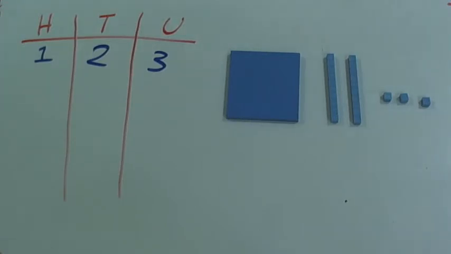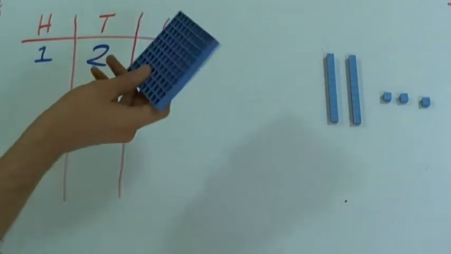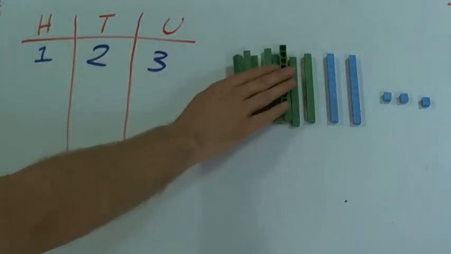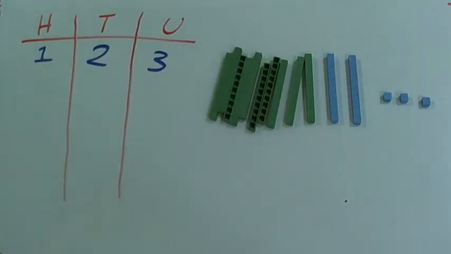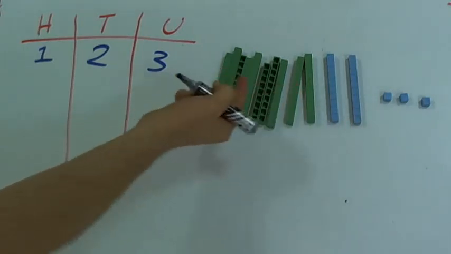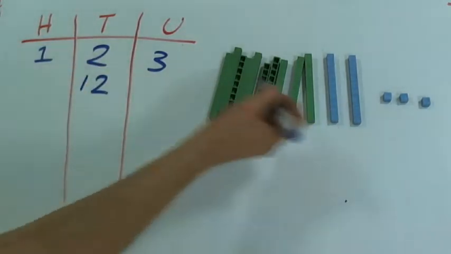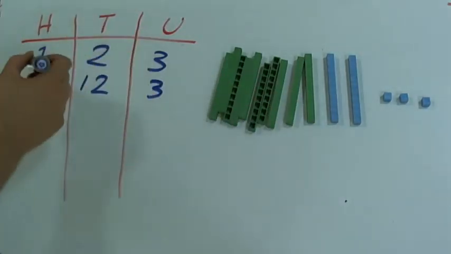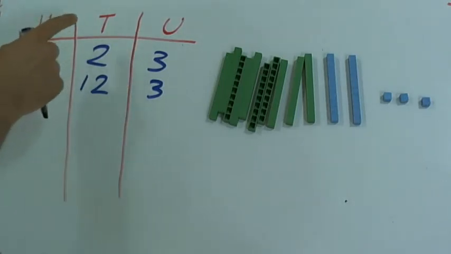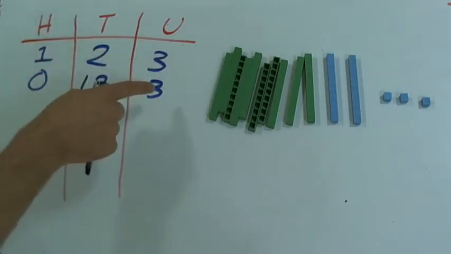So, to be able to write this number in another way, we can take our hundreds block and divide it up into tens. So if you divide 100 by 10, we end up with 10 tens. Now, we still have the original 2 that we started with, plus the extra 10 tens. So we now have 12 tens, we still have 3 units, and we have no hundreds. So we can write this number, the same number, as either 123 or 12 tens and 3.